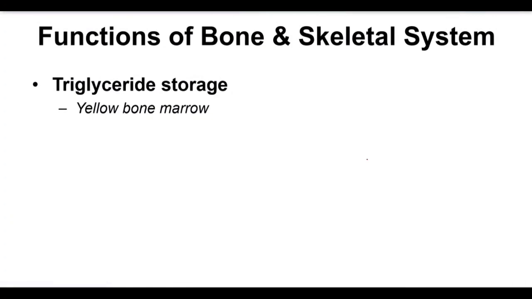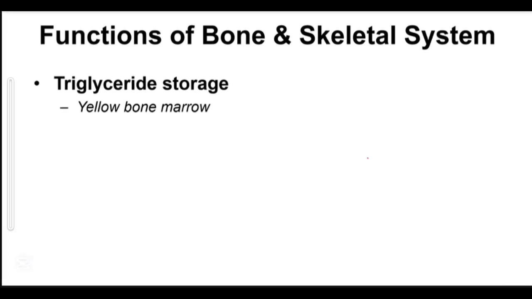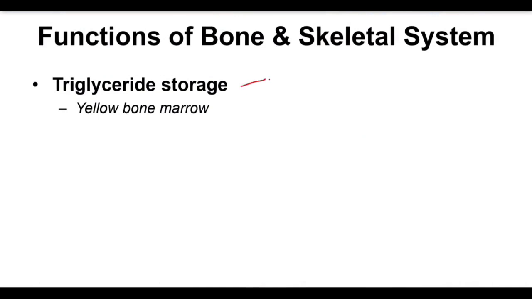As you move into adulthood, a lot of that red bone marrow is differentiated into yellow bone marrow. And yellow bone marrow is what we think about when we think of bone marrow. It's that fatty tissue that's actually within the hollow portions of the bone. And so that's going to make up the majority of the bone marrow found in adults. It's important in terms of triglyceride storage, so that fatty storage as an energy storage for these yellow bone marrow.